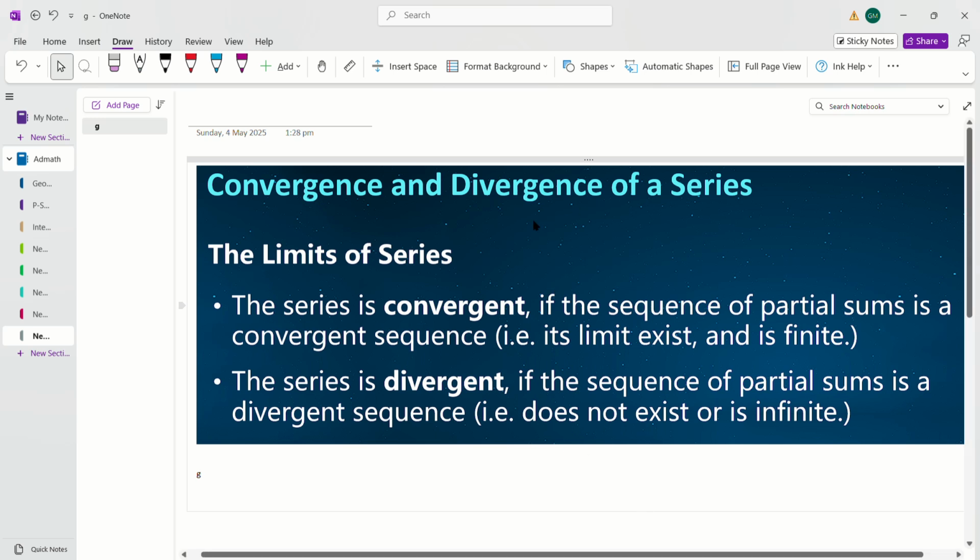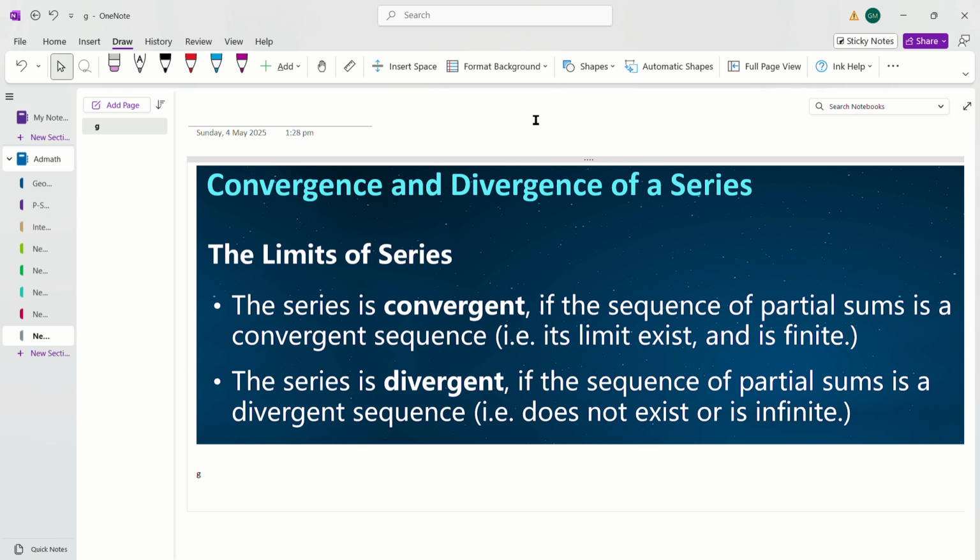So, hello class. Continuation of our discussion. So, this time, we are dealing with the convergence and divergence of a series. It is similar to identifying if your sequence is convergent or divergent. We're just getting the limit of our series.